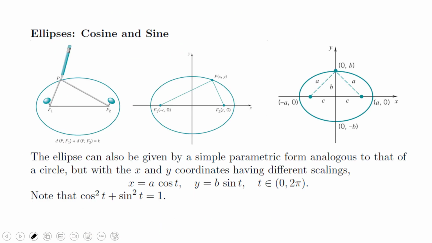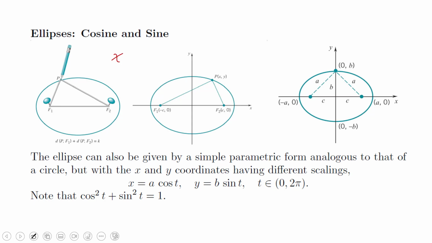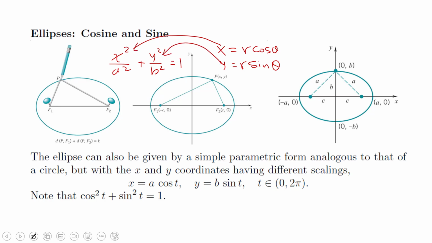Now, this is the ellipse, right? We know the ellipse equation in Cartesian is x squared over a squared plus y squared over b squared equal to 1, right? We know the link between the Cartesian and the polar: x equal to r cosine theta and y equal to r sine theta, right? Just plug in this one here. What do you have?